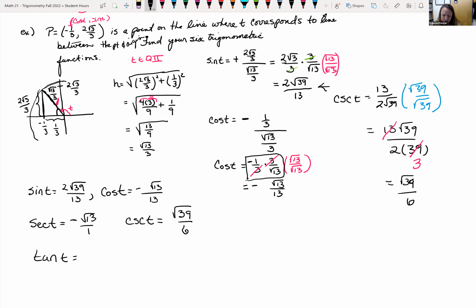Tangent of t, that's opposite over adjacent. So that would be negative in quadrant 2. So it's 2 root 3 over 3 divided by 1/3. Flipping that 1/3 up, the 3's would cancel. So this would be negative 2 root 3.